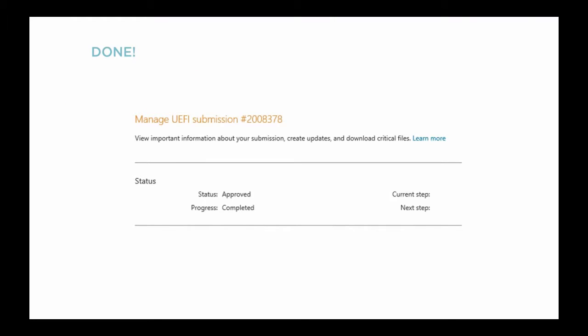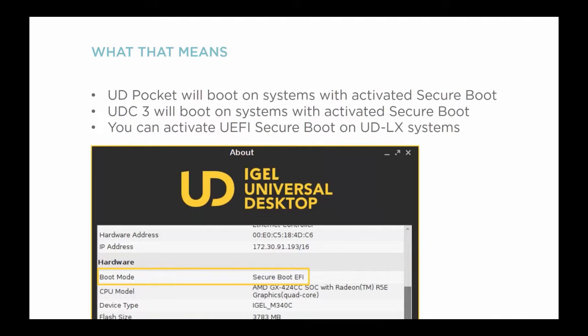It's been a long time in the making. It's been a long process, and this is a screenshot from the systems engineer dashboard at Microsoft. I was very glad when I saw that this submission had been approved, then that it was completed. So what that means, UD Pocket will boot on systems with activated secure boot. Also, the converter UDC3 will boot on systems with activated secure boot, and you can also activate UEFI secure boot on IGEL hardware, on our UDLX systems. I'll show you how that works in just a minute.